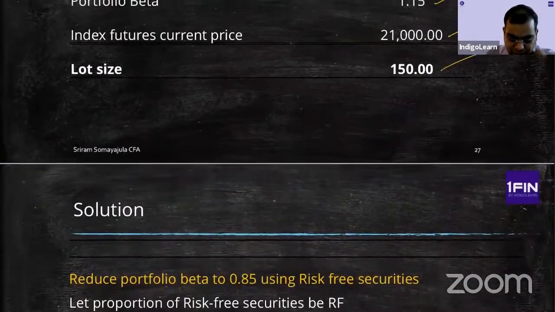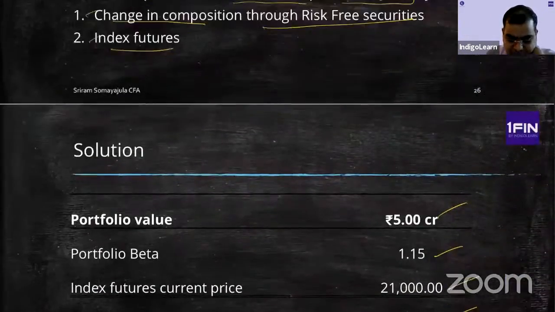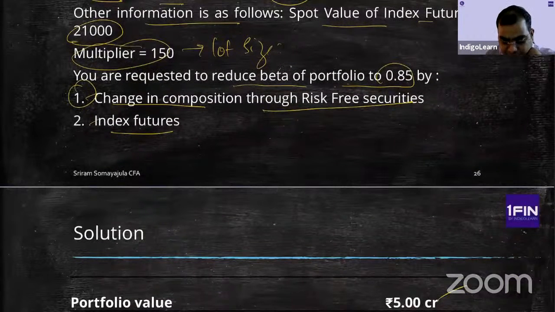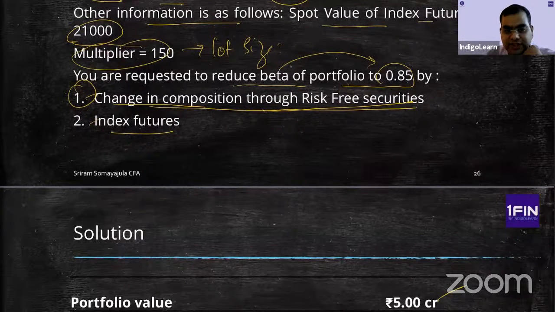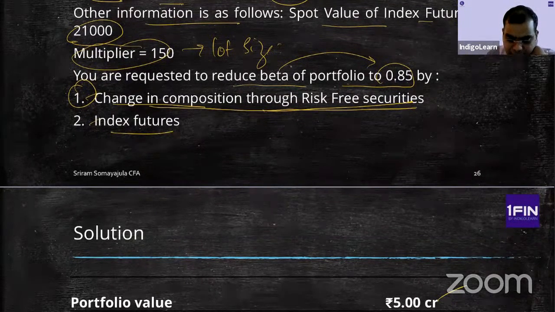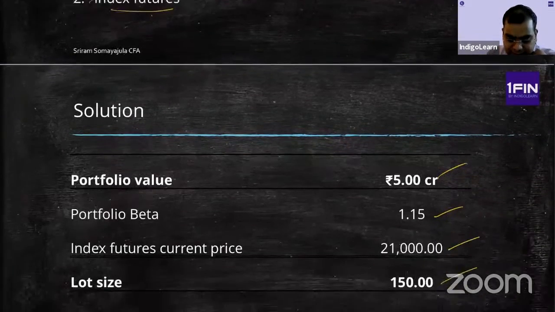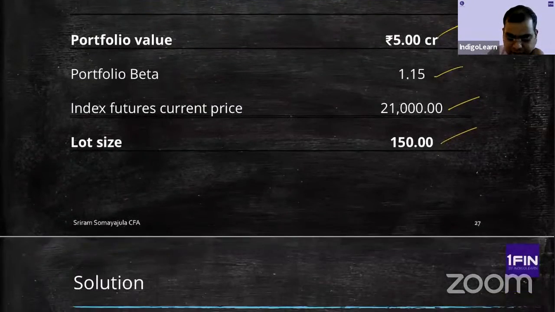Now we are supposed to compute two things. First, reduce the beta of the portfolio to 0.85 by changing the composition of the portfolio using risk-free securities. Second, reduce the beta of the portfolio to 0.85 by entering into index futures contracts. Let us see how both of them are done. First one is reduce portfolio beta using risk-free securities.